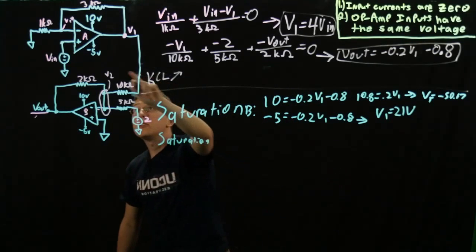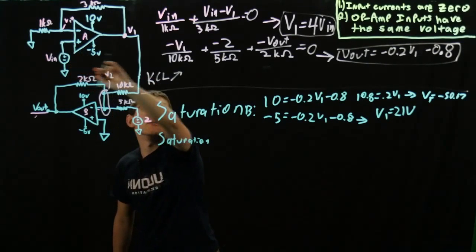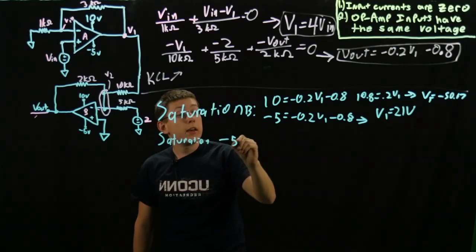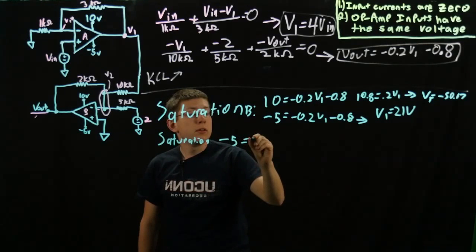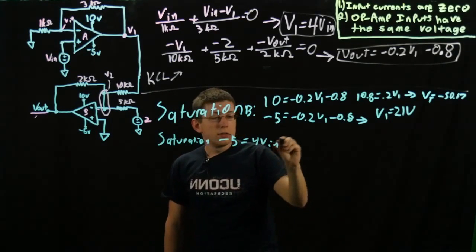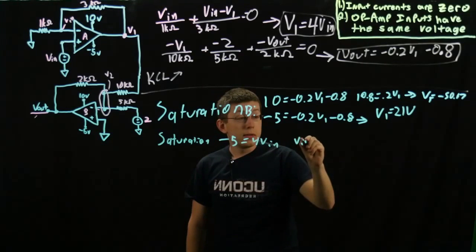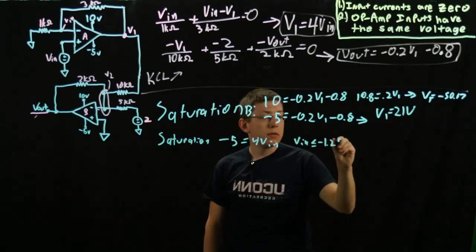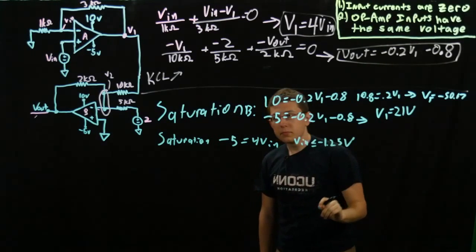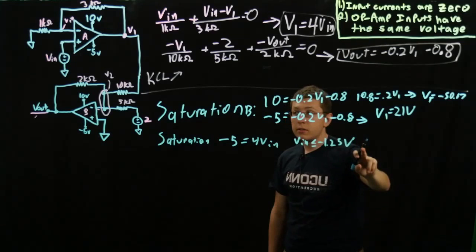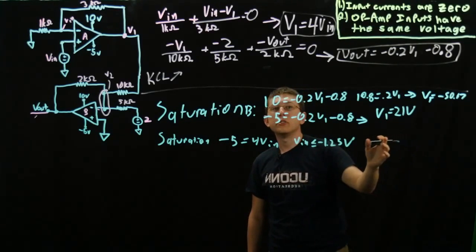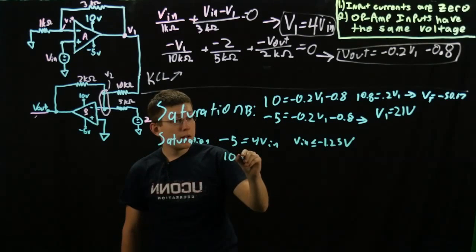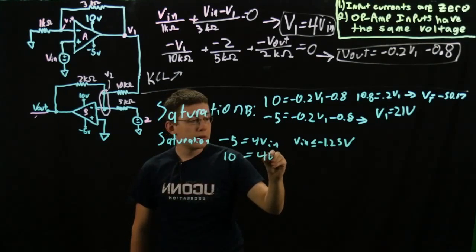So we'll first consider negative 5 volts, because we know this relationship here. Negative 5 equals 4Vn. So this will happen if our Vn is less than or equal to negative 1.25 volts. And next, we have to think about the other side of saturation. So if it's 10 volts, this one will cap out at 10 volts. So 10 equals 4Vn.